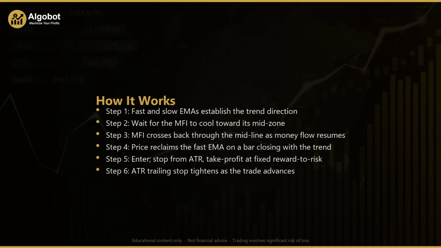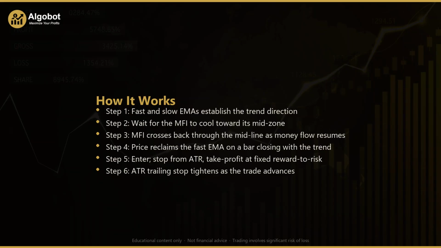Everything begins with the trend filter. The strategy compares a fast exponential moving average, set to 21 periods by default, against a slower one set to 55. When the fast average sits above the slow average and price is trading above the slow average, the market is considered to be in an uptrend. When the fast average sits below the slow average and price is below it, that's a downtrend. If neither is true, the strategy simply stands aside.